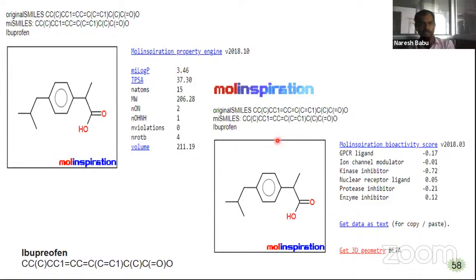And we can also find the bioactivity scores, whether it is a G protein coupled receptor ligand, ion channel modulator, kinase inhibitor, nuclear receptor ligand, protease inhibitor or enzyme inhibitor. These bioactivity score parameters we can find in Molinspiration.